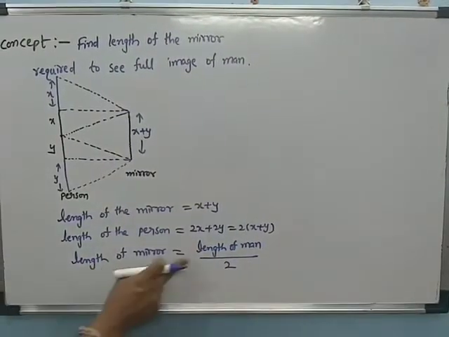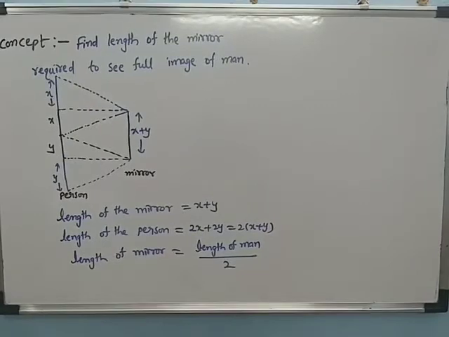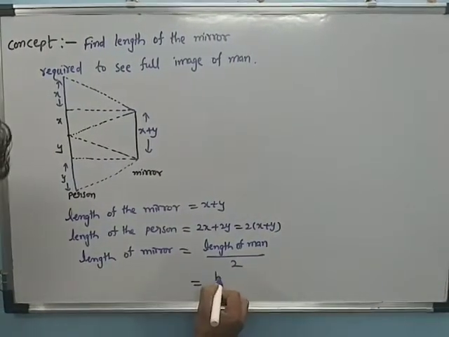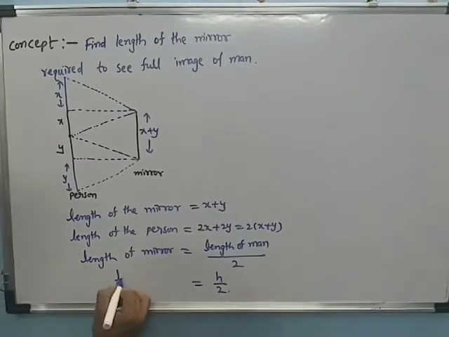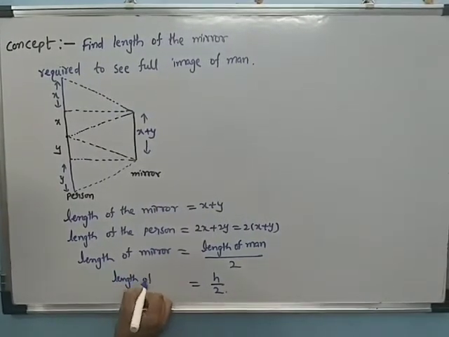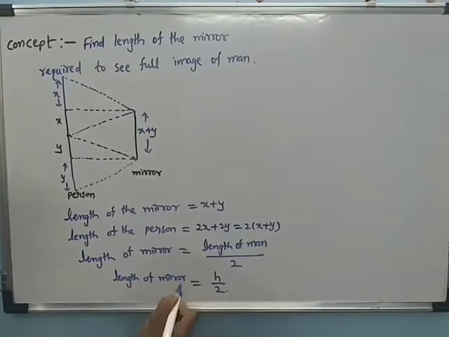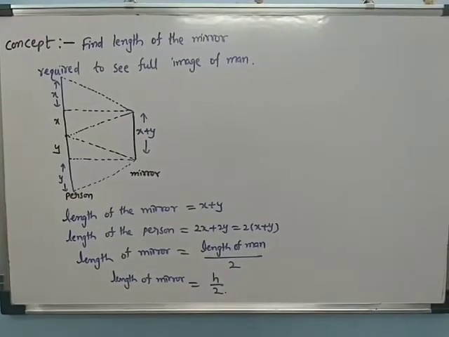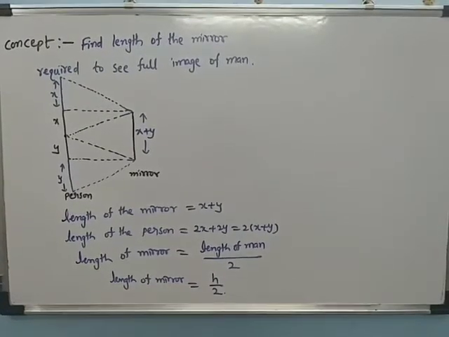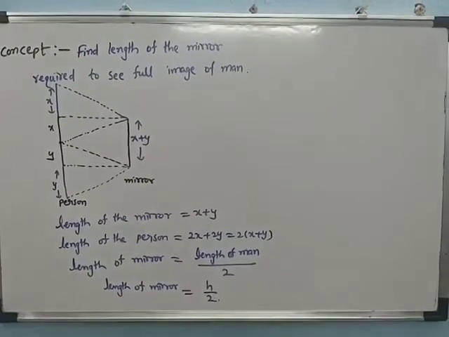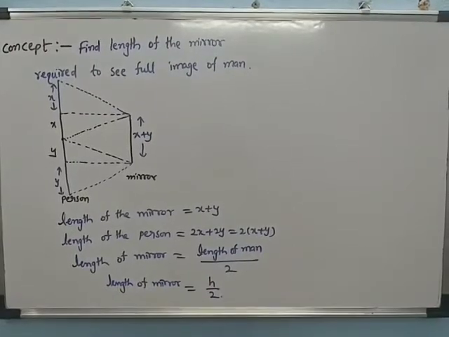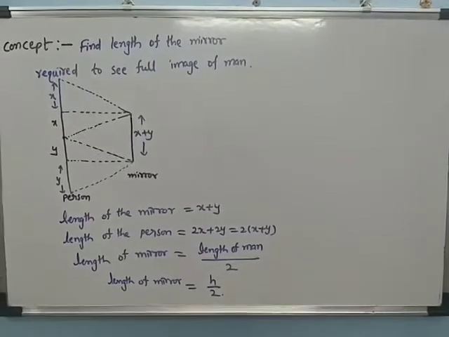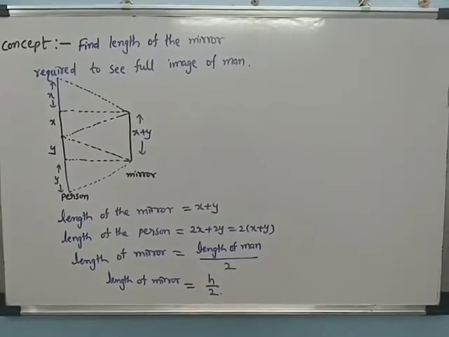అంటే length of mirror ఎలా ఉండాలి మనకు man లో exactly half ఉండాలి. Then we can write here the value. This is the length of mirror. The length of man is h, so h by 2 is equal to the length of mirror. That means the person can see the full image in a mirror when the mirror is half of the person's height. At that time we can see the full image in a mirror.